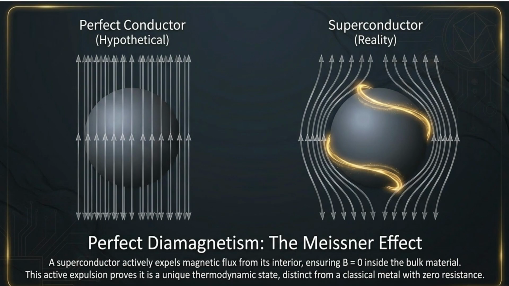Superconductors exhibit perfect diamagnetism, known as the Meissner Effect. Unlike a hypothetical perfect conductor, a superconductor actively expels magnetic flux from its interior, ensuring zero magnetic field inside the bulk material. This proves it is a unique thermodynamic state.